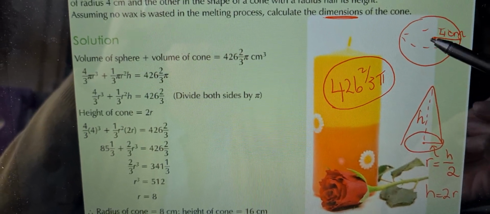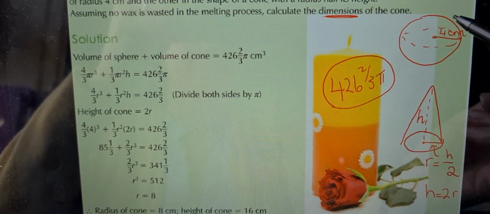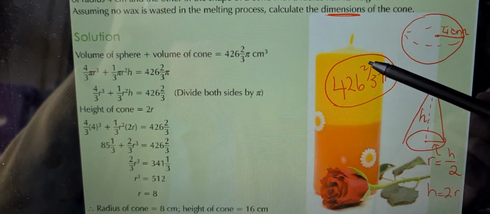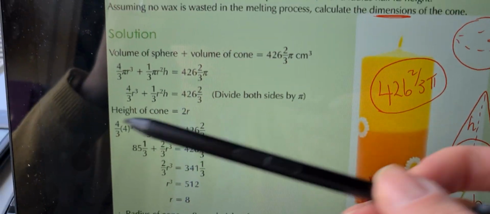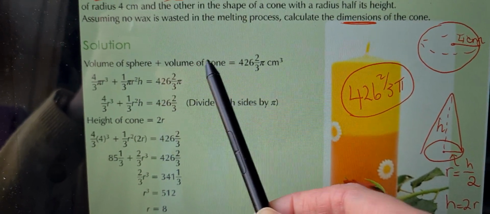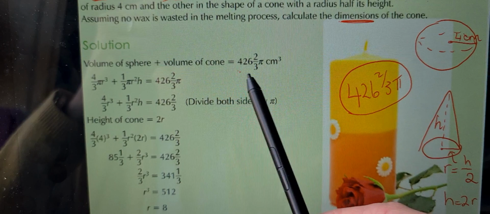Okay, so the full volume of this candle is melted down into those 2. So the volumes of that shape plus that shape, added together, should equal 426 and 2/3 pi. So that's what I'm going to do. I'm creating my equation. The volume of the sphere plus the volume of the cone should equal the volume of the cylinder.